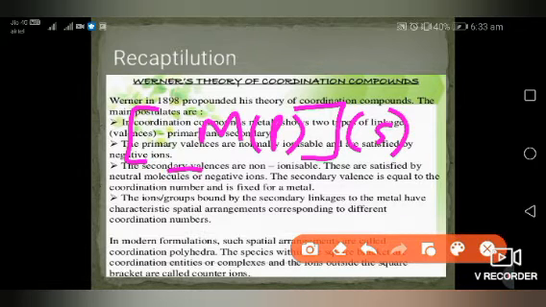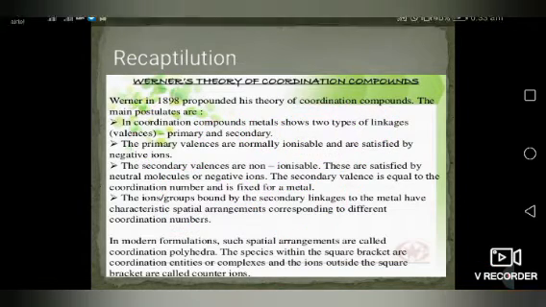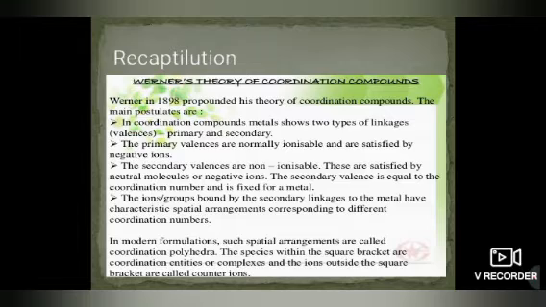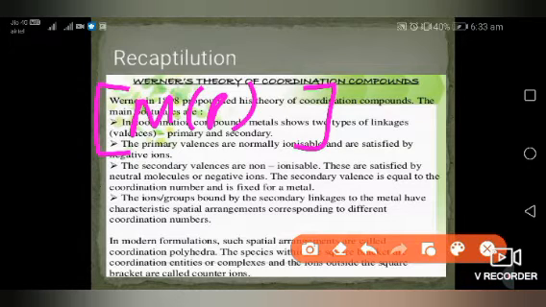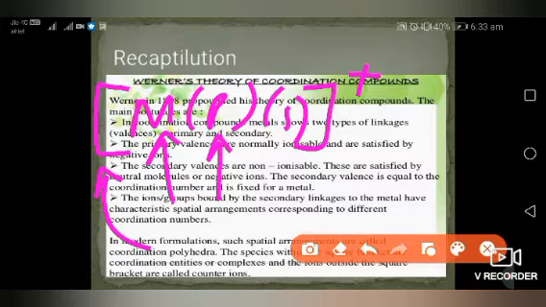Okay, and somewhere we saw that with the metal or primary valency there is a positive charge. These all are called a coordination entity or complex, and the ion outside the bracket is called the counter ion. Got my point? So once again, everything present inside this bracket, that is the metal, primary valency, and it can be secondary valency here, with the positive charge, is called the coordination complex. This is called the central metal, this is called primary valency which is ionizable, this is called secondary valency which is non-ionizable, and this is called the counter ion.